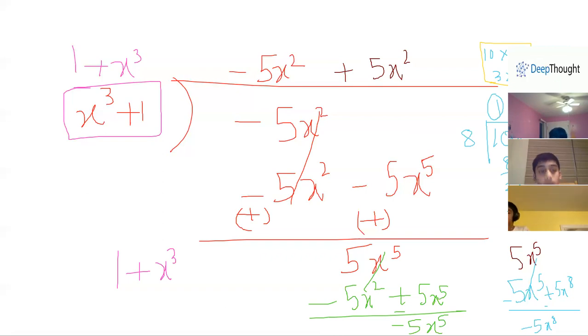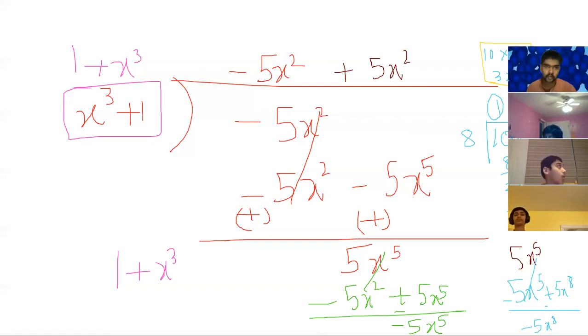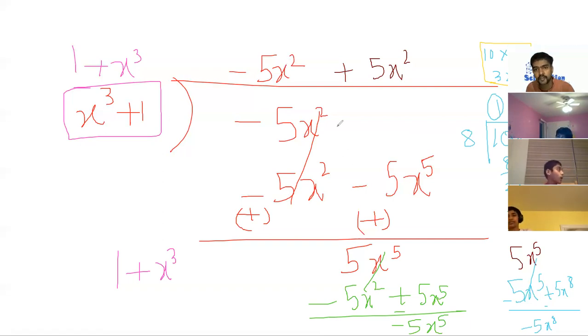So I'm trying to make my life simple at each step. So why am I, in the first place itself, not multiplying with 5x square? Because if I multiply with 5x square, while I may knock off 5x square, I end up creating a bigger monster, 5x power 5.